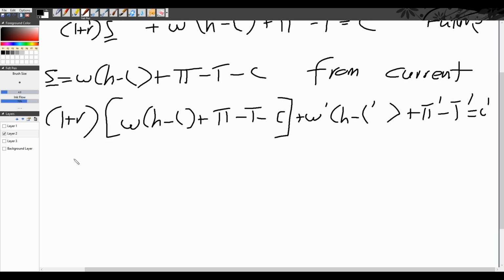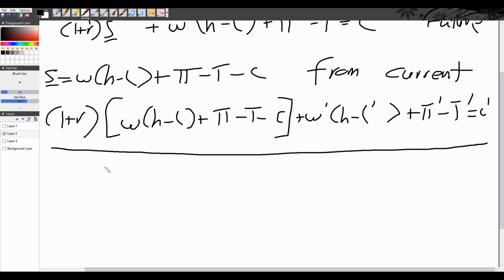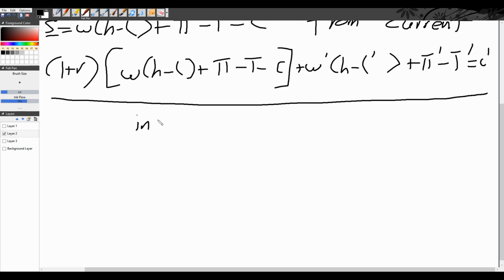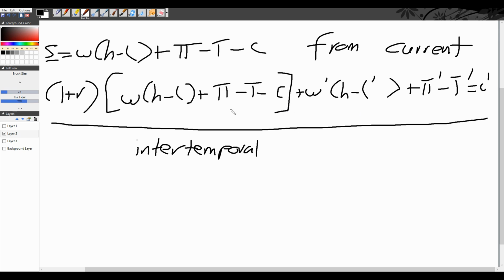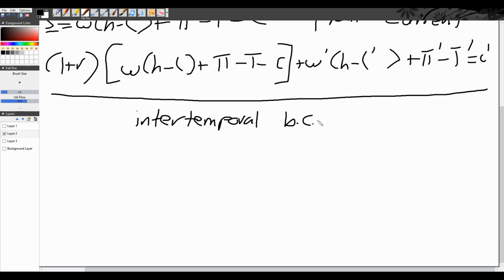So this is it. This is the intertemporal budget constraint, because it's accounting for both periods simultaneously, and it's a constraint on both C', C, and also L. I'm going to denote this BC. I'll probably do that a lot, just because budget constraint is long.